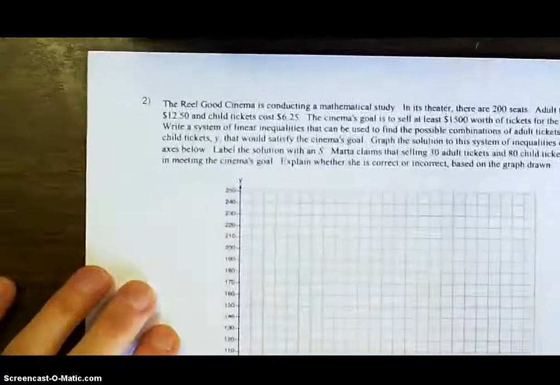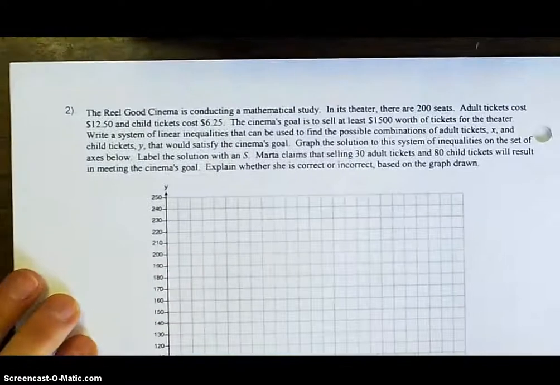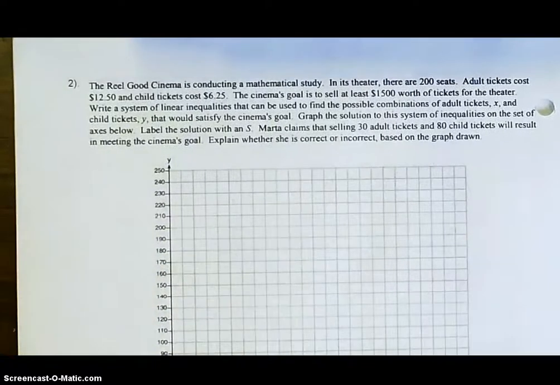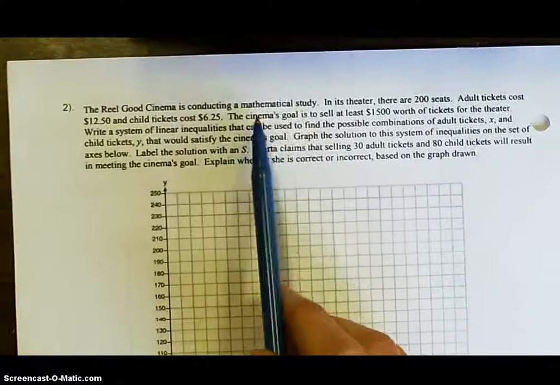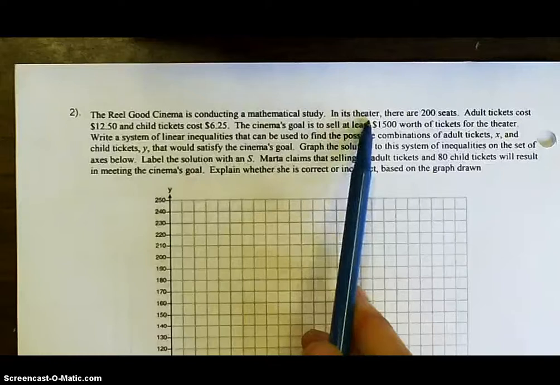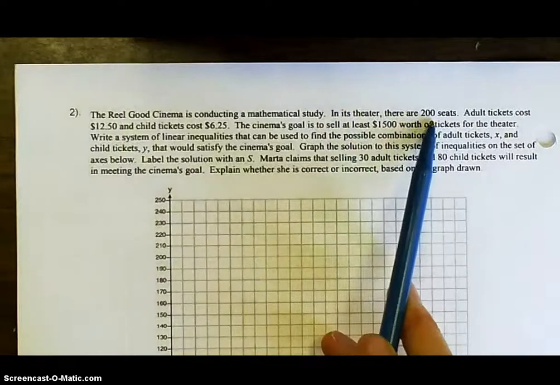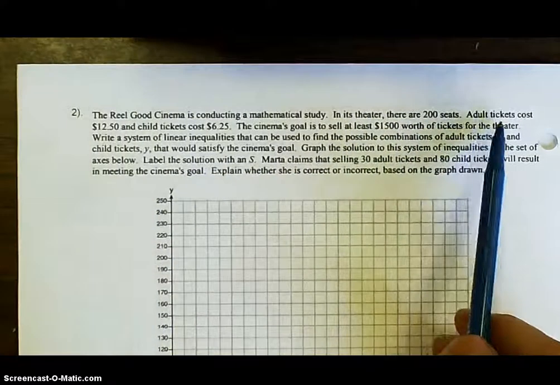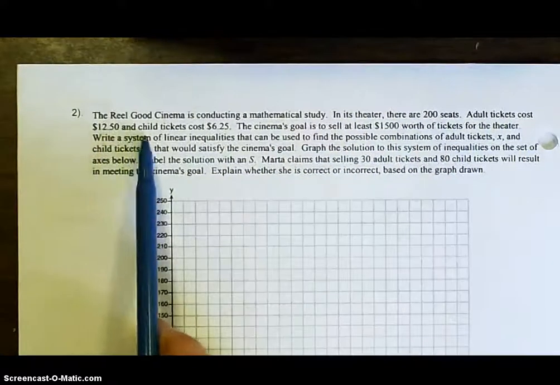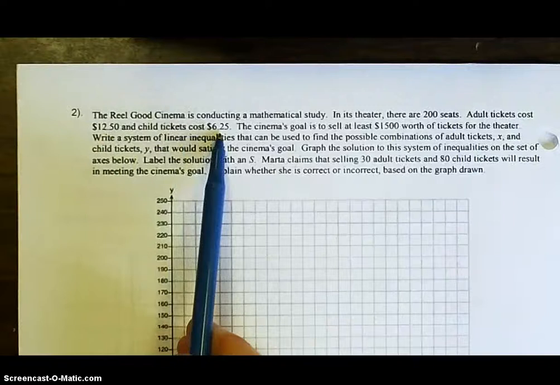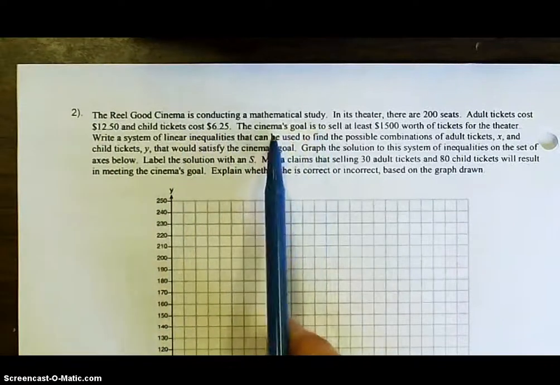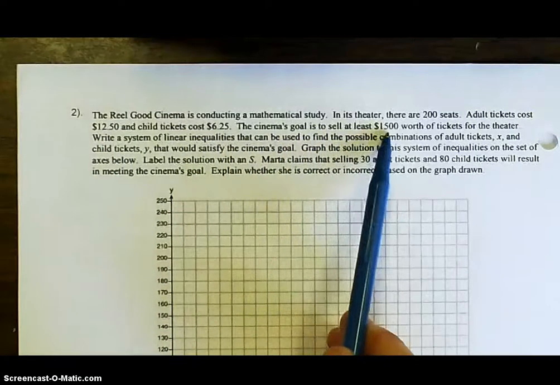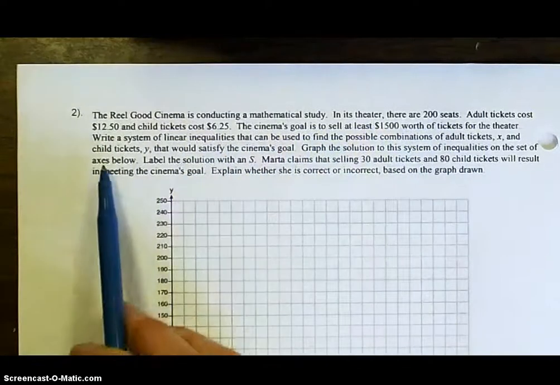All right, so now we've got ourselves a handy-dandy little real-world application problem. The Real Good Cinema is conducting a mathematical study. In its theater, there are 200 seats. If adult tickets cost $12.50 and child tickets cost $6.25, the cinema's goal is to sell at least $1,500 worth of tickets for the theater.